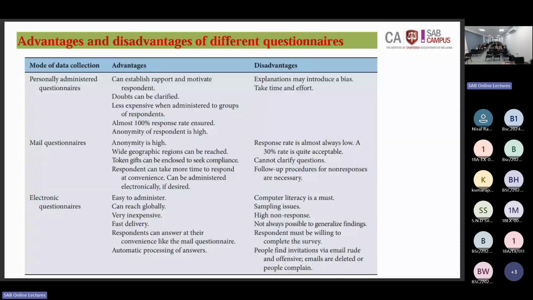Okay. The advantages and disadvantages of each and every questionnaire have been given to you. You can read that part. That's the theoretical part. You can read it.